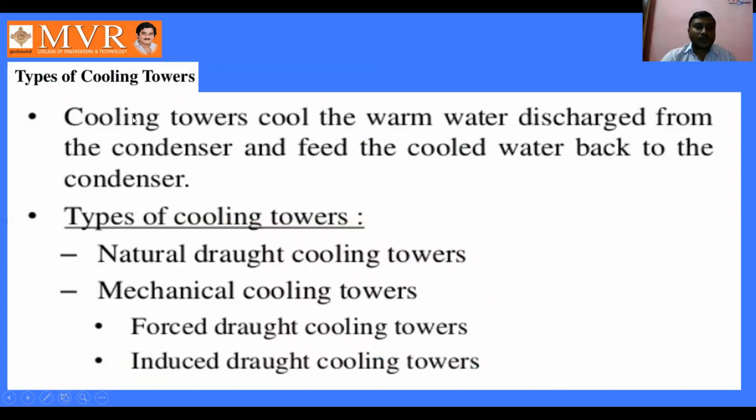See here, types of cooling towers. Cooling towers cool the warm water discharged from the condenser and feed the cooled water back to the condenser, which I have shown you in the diagram itself. We have different types of cooling towers: natural draft cooling towers and mechanical cooling towers. Mechanical cooling towers are again subdivided into forced draft cooling towers and induced draft cooling towers.